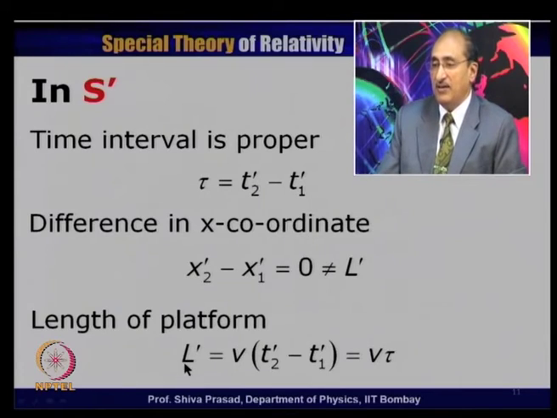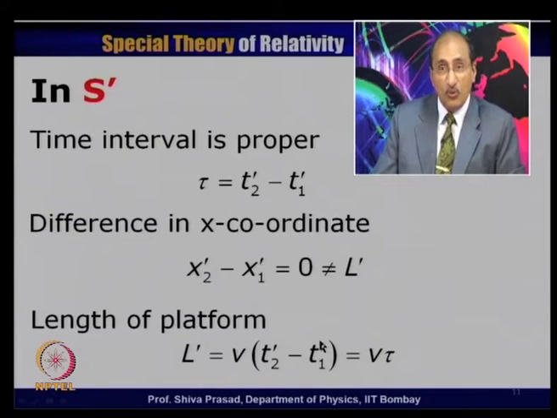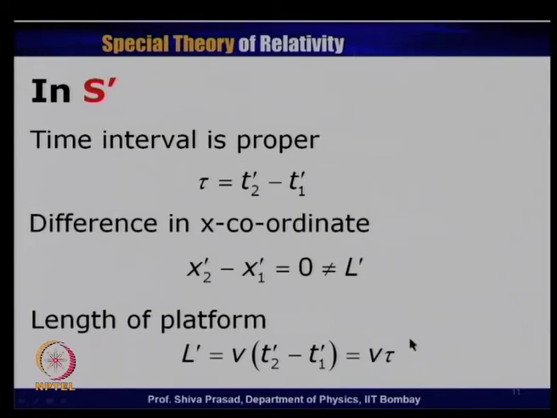So, this is what I have written here, the last line, that L prime, which is the length of the platform measured in the S prime frame of reference, will be given by V, the relative velocity between the two frames, multiplied by T2 prime minus T1 prime. And as we had agreed that T2 prime minus T1 prime is tau, the proper time interval between these two events, this L prime can be written as V times tau, where tau is the proper time interval or time interval measured in this frame of reference itself.